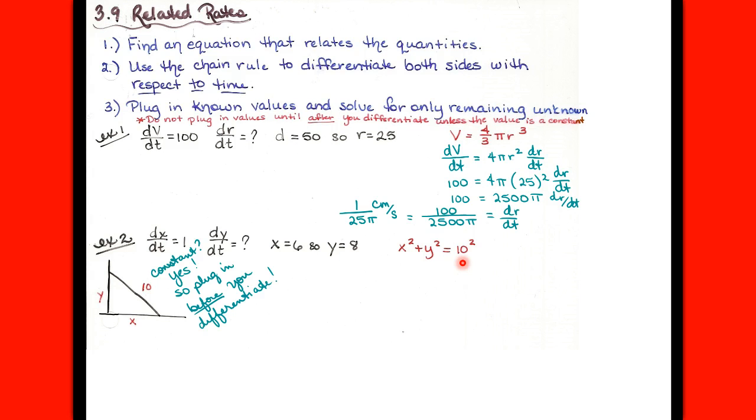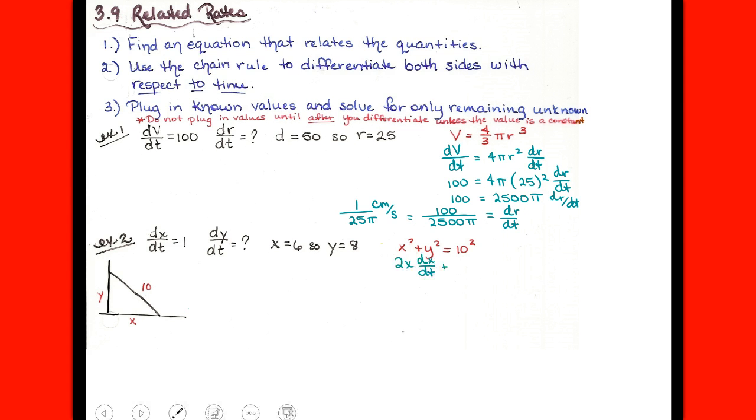Okay, so now I'm ready to, step number 2, differentiate both sides with respect to time. So I'll take the derivative of x squared, that would be 2x, but that's not in terms of time, so I have to leave the dx/dt in there. I'll take the derivative of y squared. That would be 2y, but it was not in terms of time, so I'll have to leave the dy/dt in there. And then I'll take the derivative of 100, and the derivative of a constant would be 0.